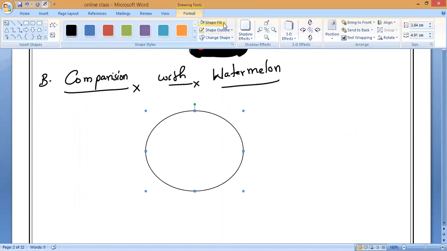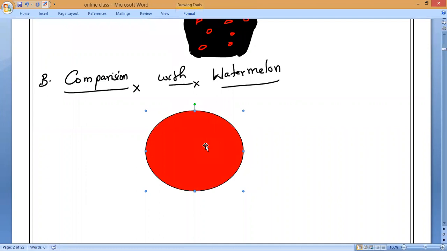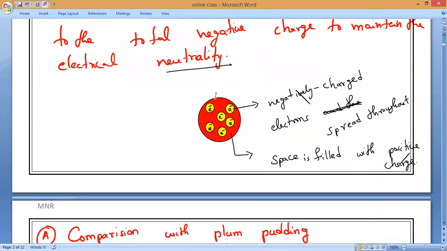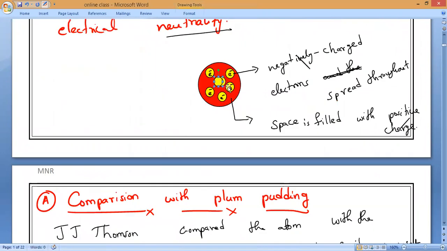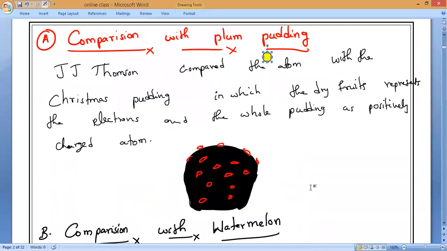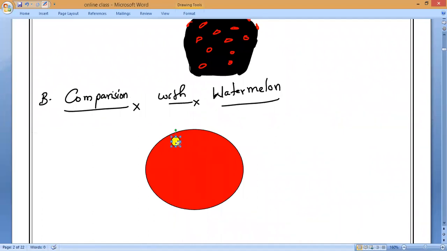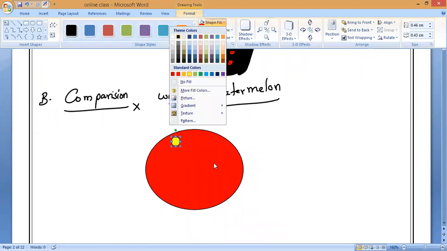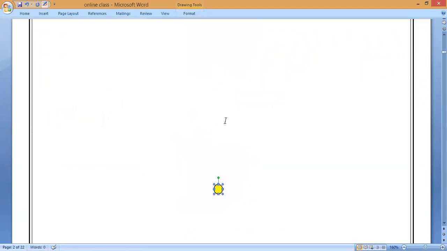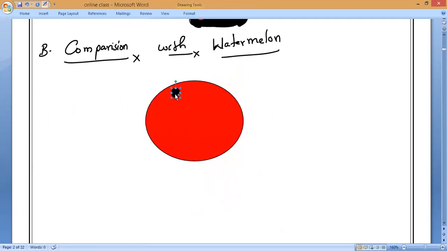Yes, please. So that edible part, what we are eating, is considered as positive charge, and the black seeds, where the black seeds are arranged, what have they been called? All of you, those black seeds are the electrons. I am making the seeds black so that you can understand. So this black color seeds present inside the watermelon are called electrons.